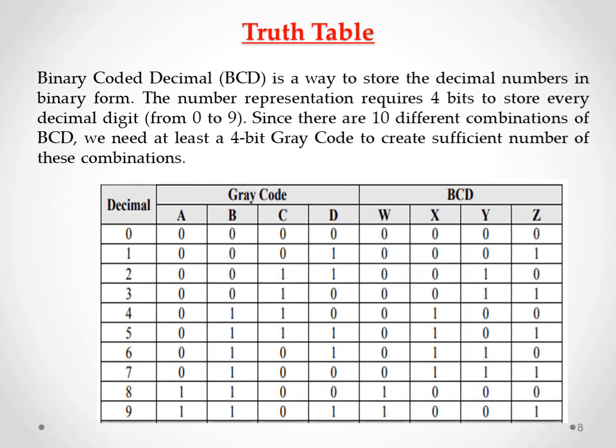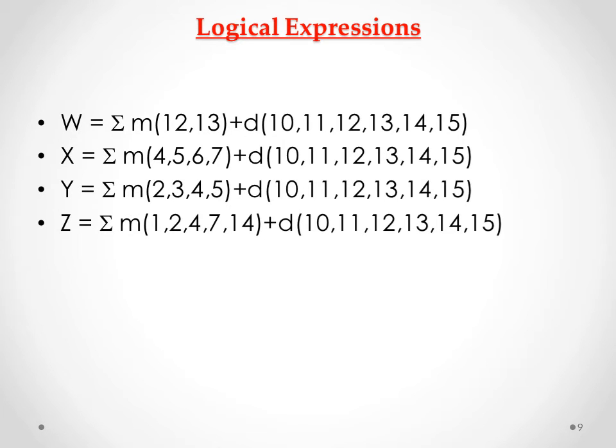This is the truth table for gray code to BCD. The BCD we can represent from 0 to 9 only, so in the truth table for 4 bits we can make only 10 combinations. The 4-bit gray code is represented as A, B, C, D, and the 4-bit BCD is represented as W, X, Y, and Z. Now the don't care combinations are 10 to 15. This is the sum of minterms expression obtained from the truth table.